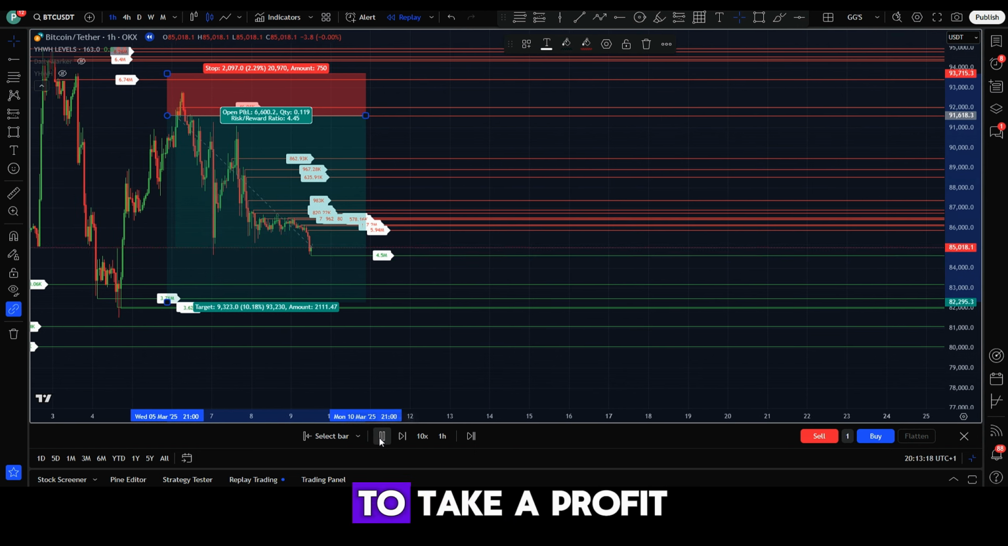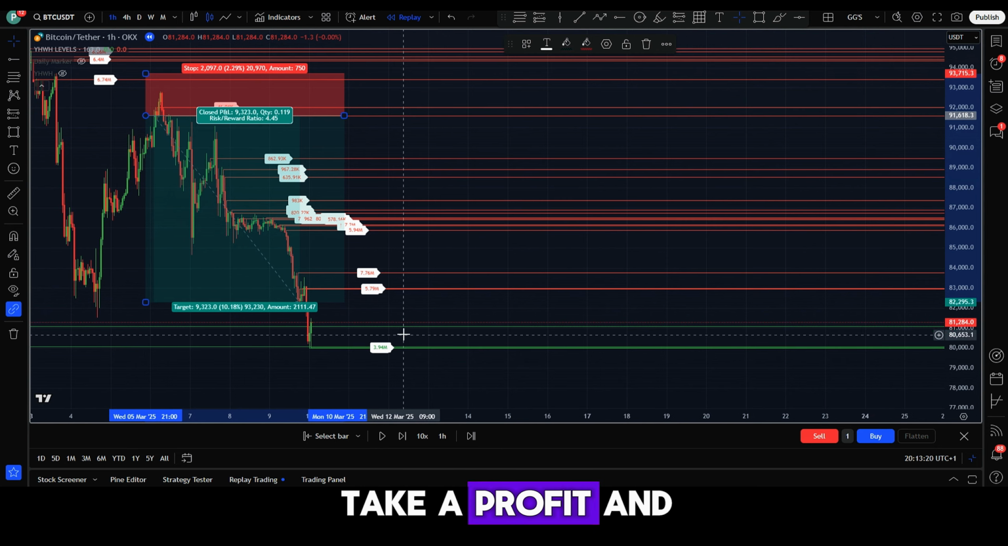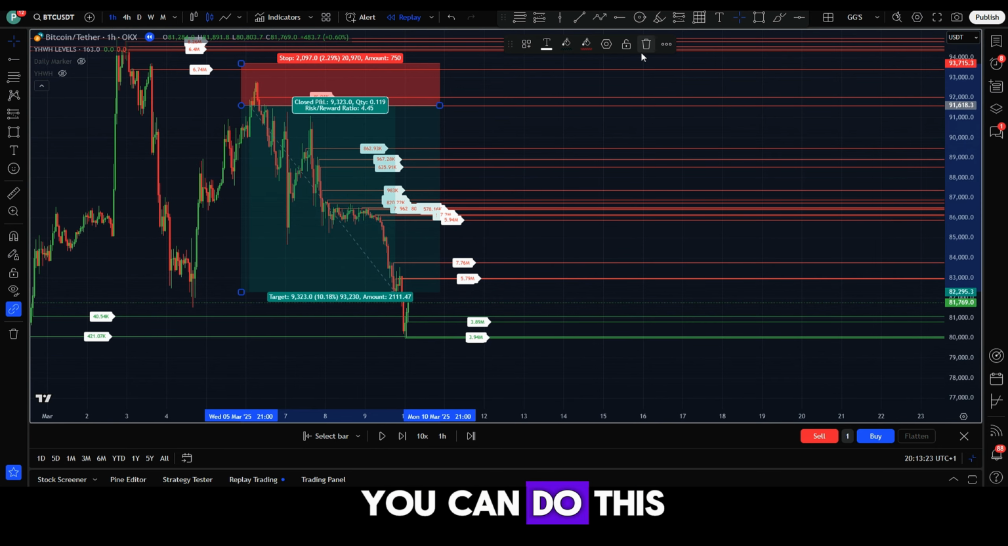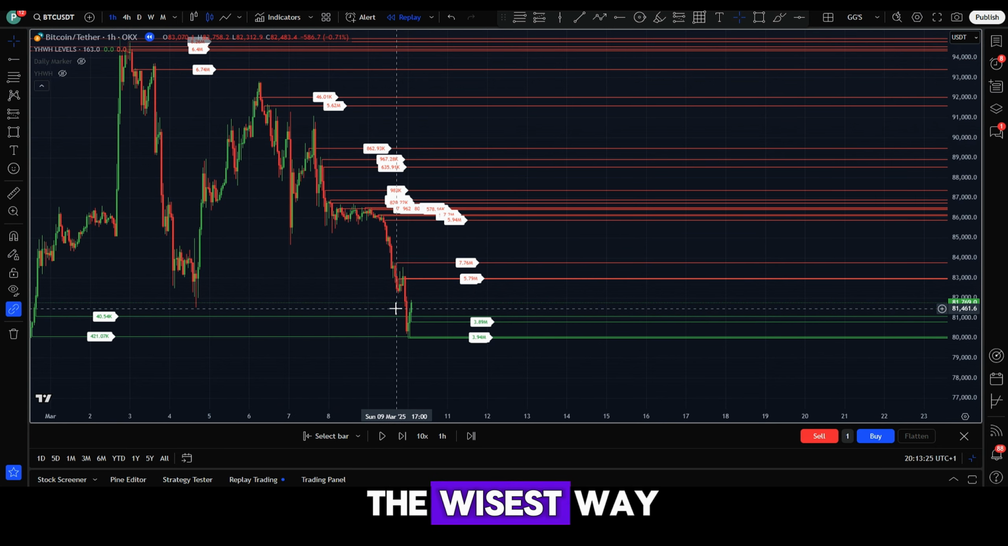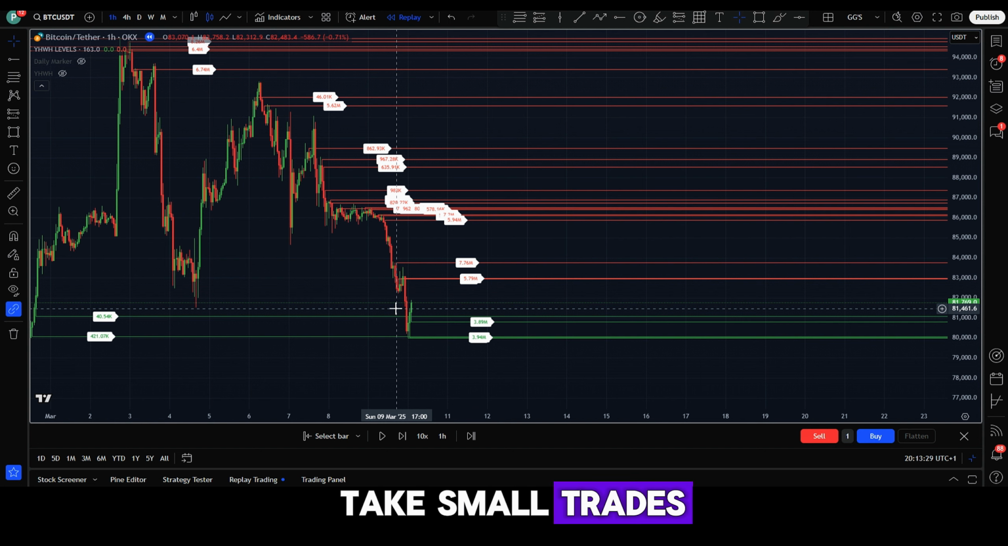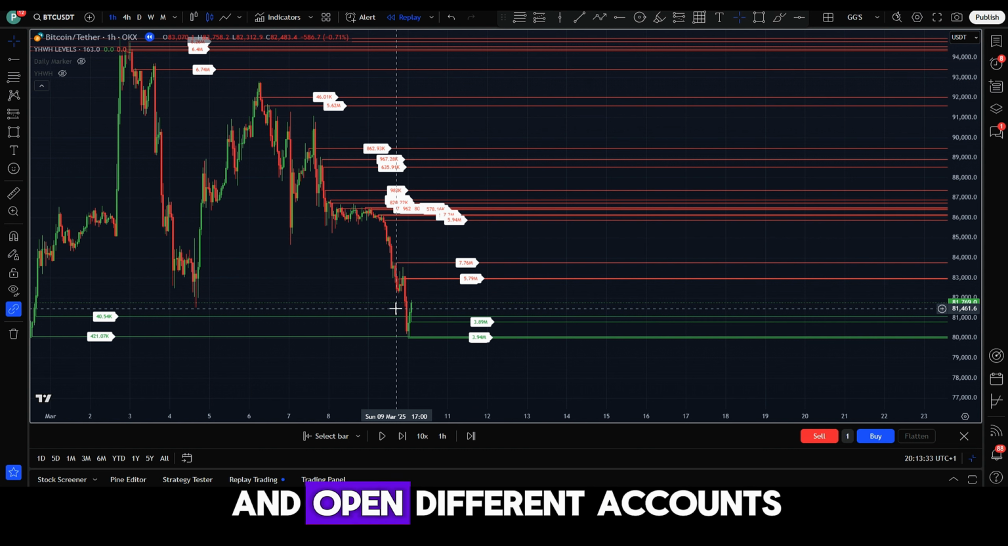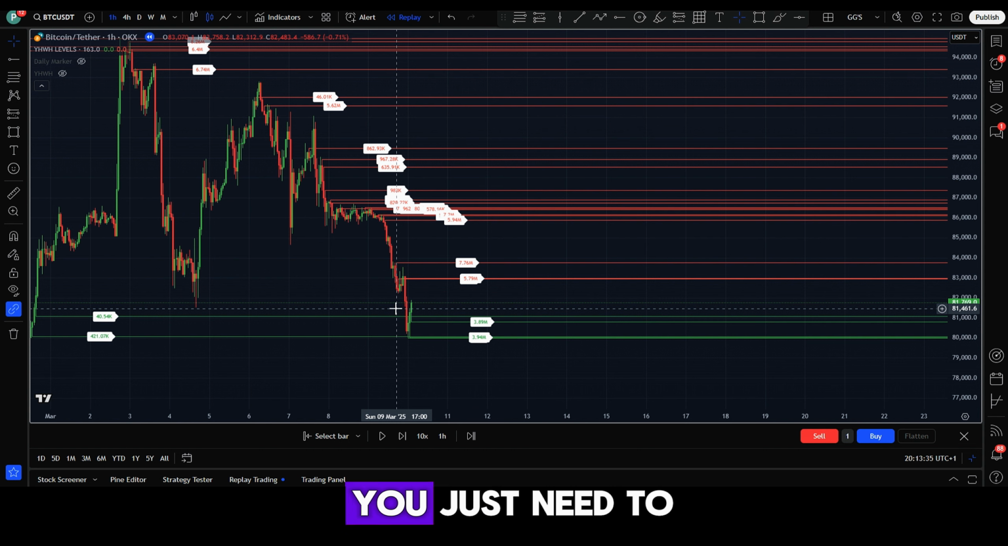And you get ready to take your profit. You take your profit. And you can do this, but is this the wisest way? No, it's not. Because when you try to take small trades, you can actually end up in profit. I'm not telling you to copy me and open different accounts. You don't need that. You just need to choose one.